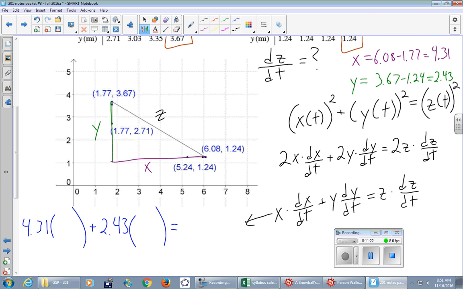Do we know z? No, but we can find it. How do we find z? Pythagorean theorem, right? Okay, so what is it? 4.95 times dz dt. So Nick did the work for us. I'm just going to write pyth here. That's from the Pythagorean theorem. We all know how to do it.